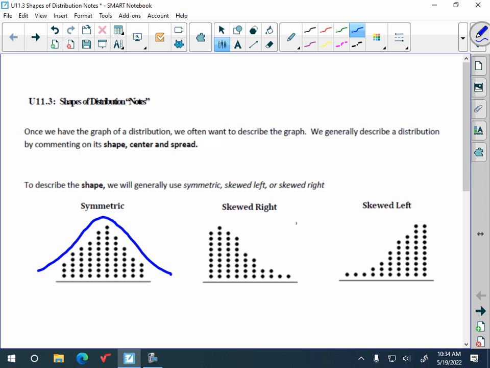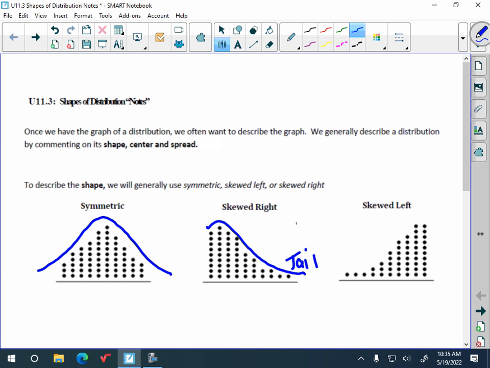Now, a right skewed distribution looks something like this, where on the right side, this is called the tail of the distribution. The tail is on the right side. That's why we call it right skewed. Typically, we're trying to get everything symmetric, and so the bulk of the data falls right around here.